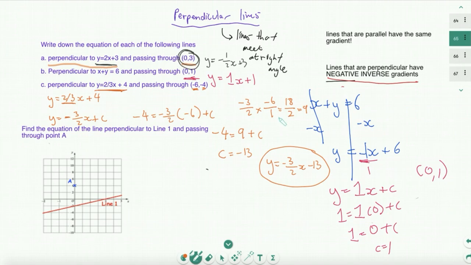Just one simple fact you have to memorize, guys. Lines that are perpendicular have negative inverse gradients. That's the only fact I've been using so far. Let's look at the next one.